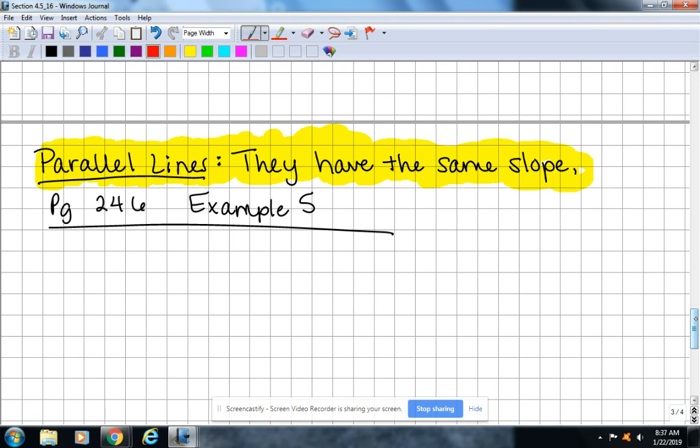Okay? So you cannot just look at a picture or a graph and tell, because graphs, pieces of paper, are finite. They have an end to them, right? Lines do not have an end. Okay? They can run off the page and run forever. All right? So look at page 246, example 5. You see a blue line, a red line, and a green line. Right? Y'all see those 3 lines? Look at them.